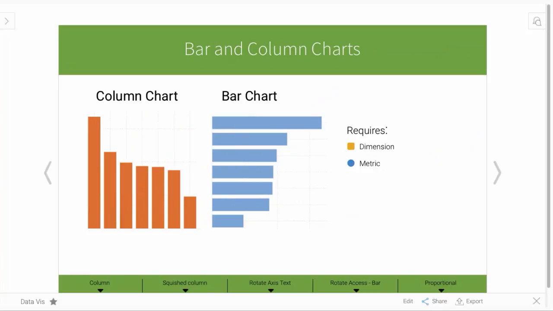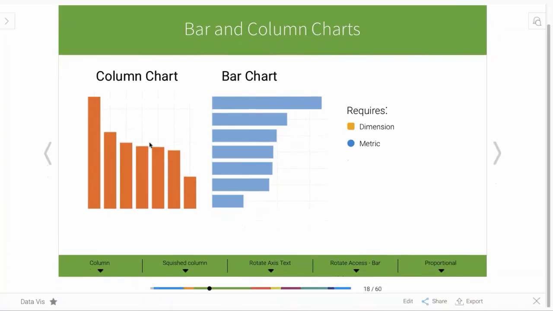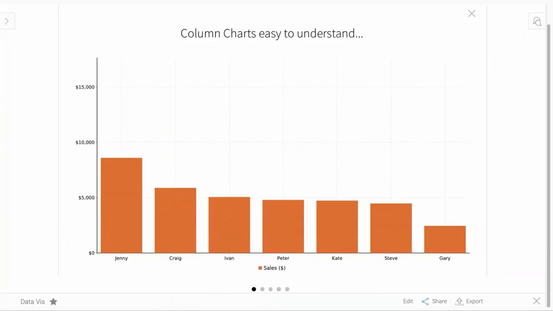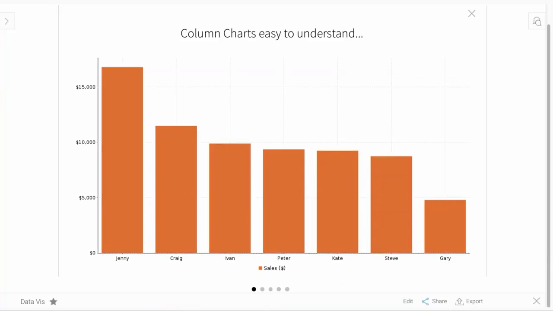So bar and column charts are another of the most used chart types, perhaps the most used. And bar and column charts are best for comparing data across different categories. So to make a bar or a column chart, you need at least one metric and at least one dimension. And bars and columns are very similar. They're basically just the same thing, reorientated. So when would you choose one versus another? And the answer is that it depends on the number of categories that you have.